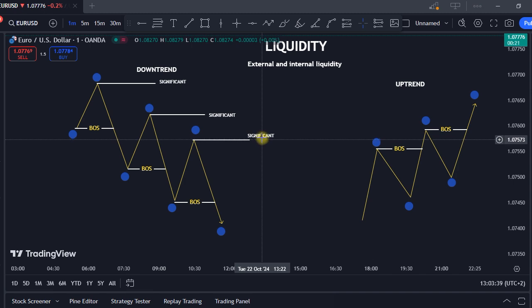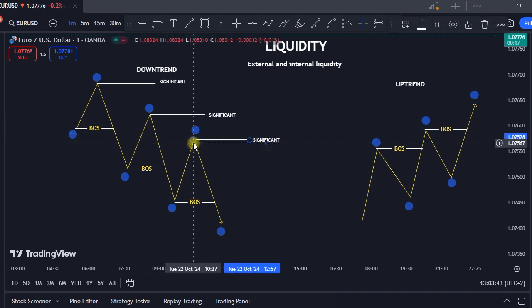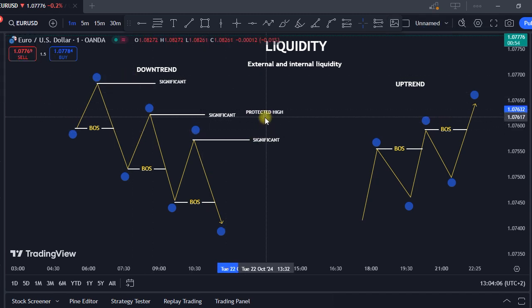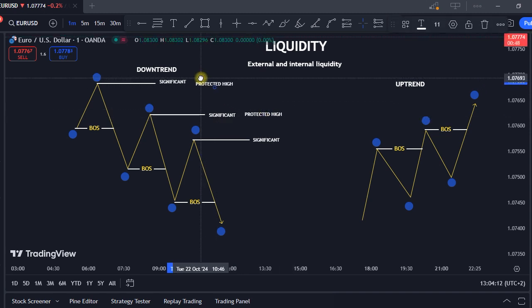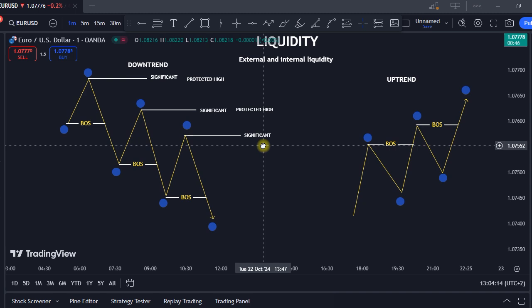Right now, when the market creates this high over here and then takes out this low, this one becomes a protected high. So this is also a protected high. This high is protected, and this one over here is also protected. This one is significant, but it's not yet protected.